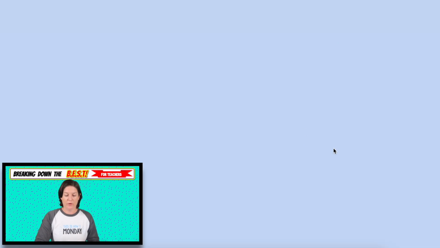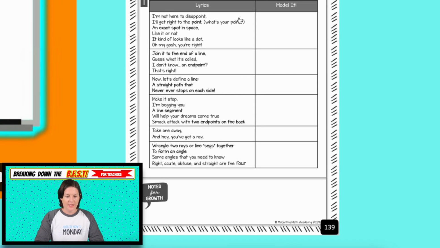Here you can see, I'm not here to disappoint. I'll get right to the point. What's your point? An exact spot in space. Like it or not, it kind of looks like a dot. Oh my gosh, you're right. Join it to the end of a line and guess what it's called? I don't know, an endpoint.